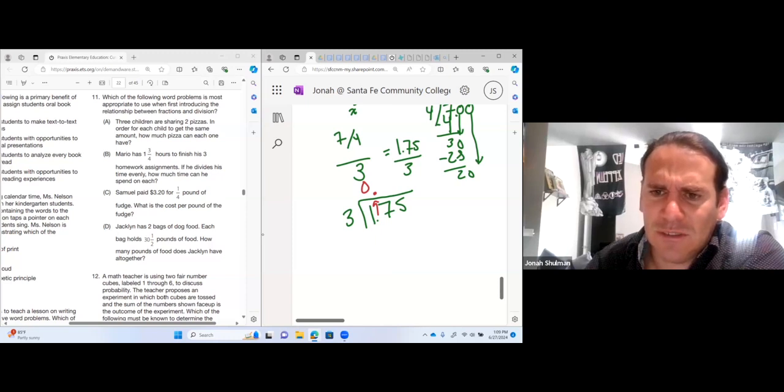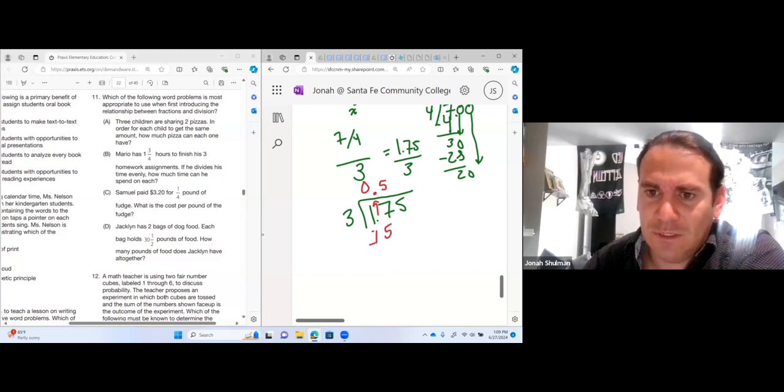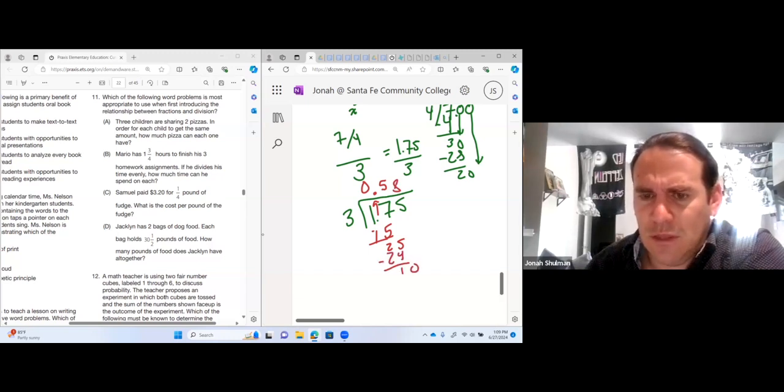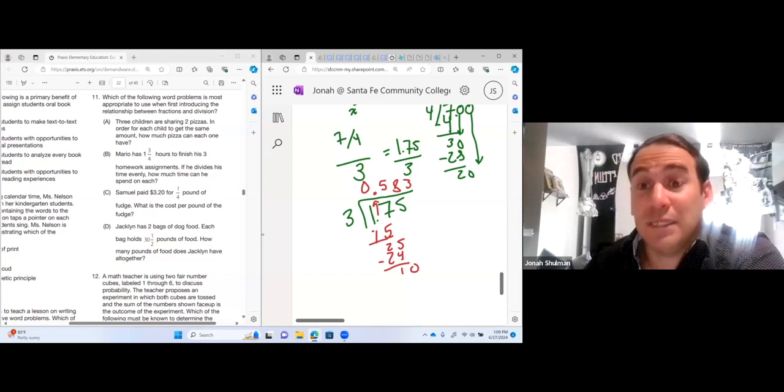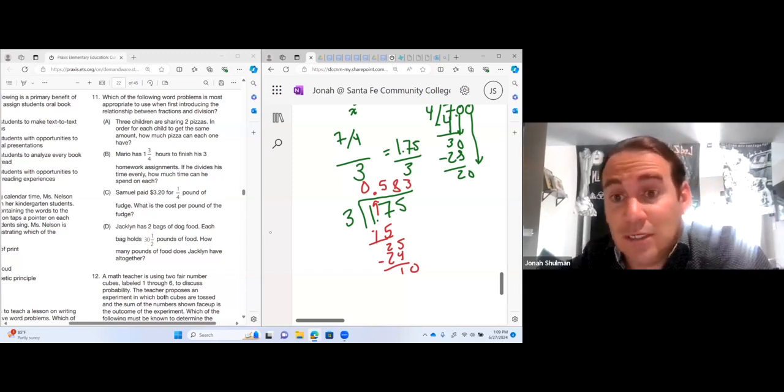3 goes into 17. I'm going to go with 5 times, because 3 times 5 is 15. And 3 goes into 25 8 times, because 3 times 8 is 24. And 3 goes, all right. I'm going to have 0.583 repeating, which is kind of crazy.